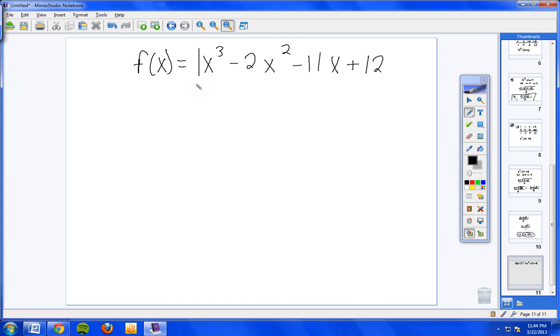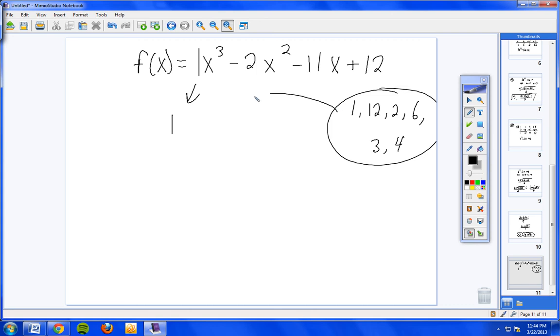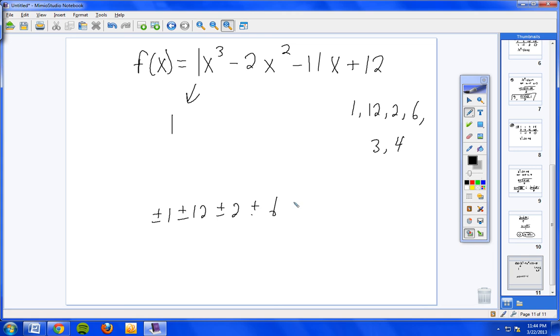So there's a 1 here. If we list out all the factors of 1, that's 1 times 1, or just 1. If I list out all the factors of 12, I would have 1, 12, 2, 6, 3, 4. All of those are factors of 12. And now I want to list out all my possible rational zeros, so I put each one of these numbers here on top of each one of these numbers over here, okay? So 1 over 1 would be 1, 12 over 1 would be 12, 2 over 1 would be 2, 6 over 1 would be 6, 3 over 1 would be 3, and 4 over 1 would be 4.